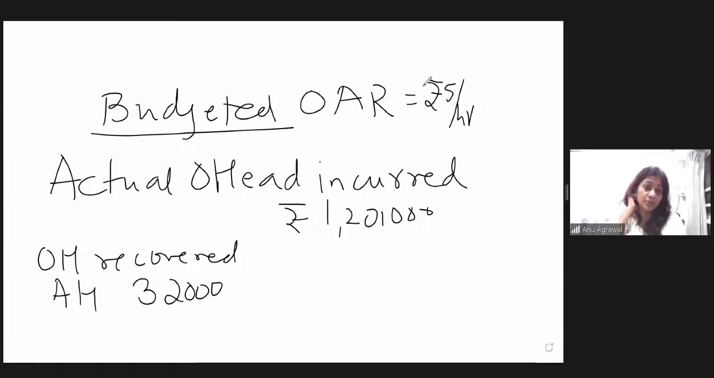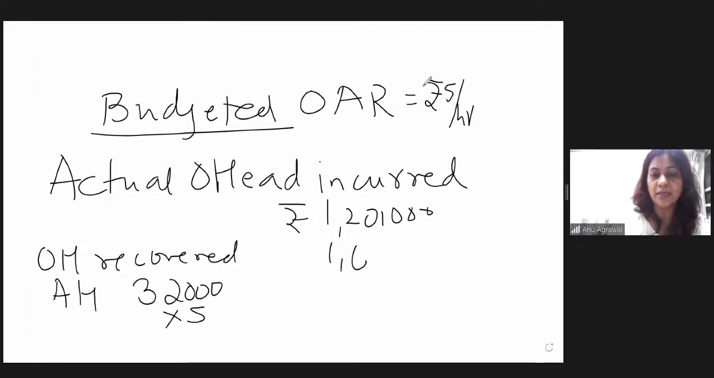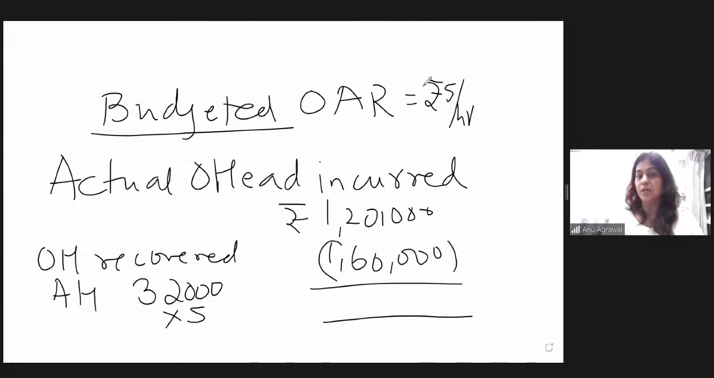If your actual hours worked is 32,000 hours, you actually worked only for 32,000 hours and the overhead recovery rate was 5 rupees per hour. So how much overhead did you manage to recover? You managed to recover 32,000 into 5, some 1,60,000. Now, this is over recovered.